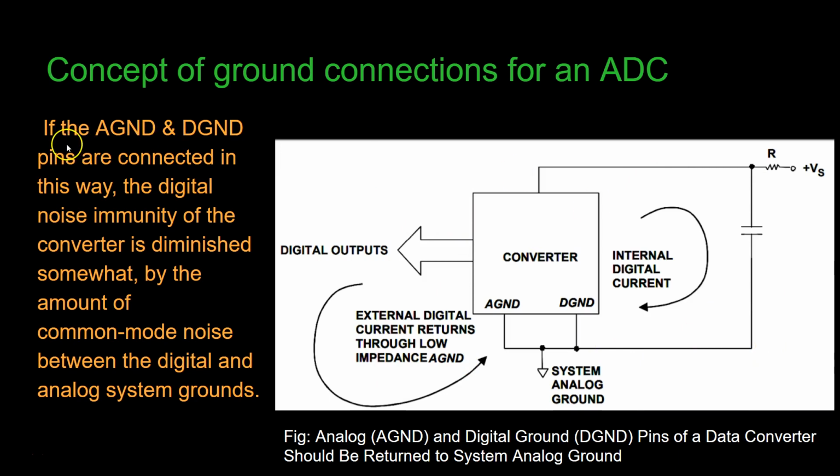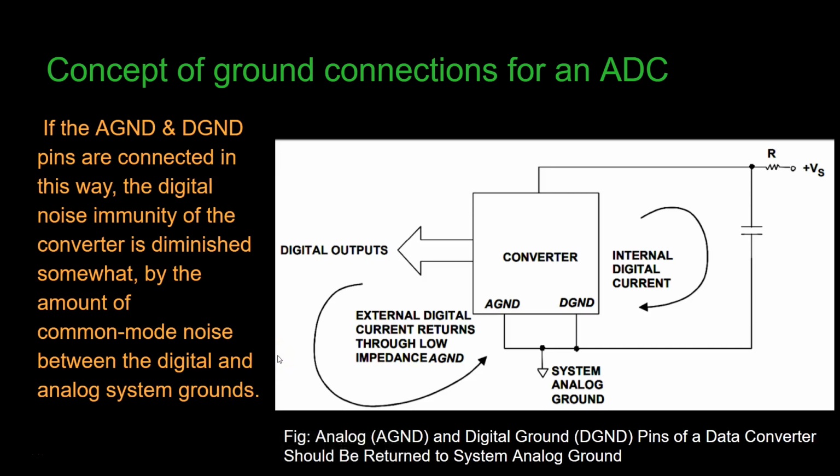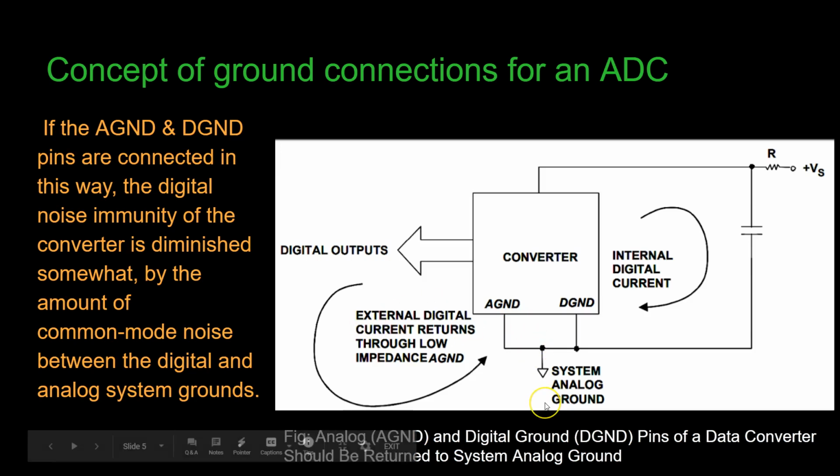Let's see here. If the analog ground and digital ground pins are connected in this way, the digital noise immunity of the converter is diminished somewhat by the amount of common mode noise between the digital and analog grounds. However, since digital noise immunity is of the order of hundreds or maybe thousands of millivolts, this factor is unlikely to be important. The analog noise immunity is basically diminished only by the external digital currents of the converter itself, flowing in the analog ground.